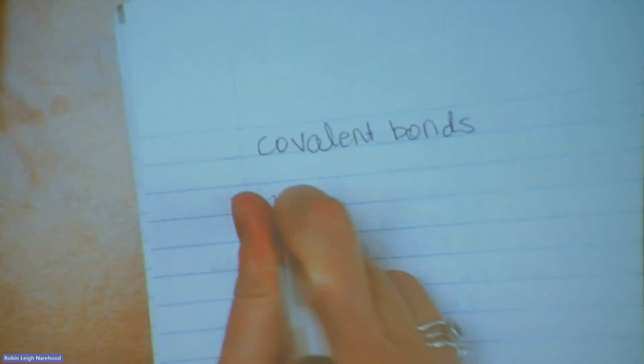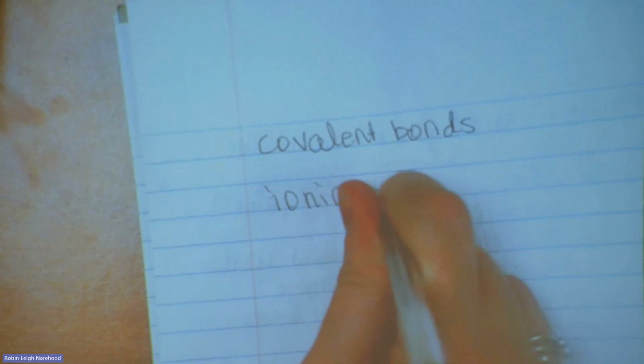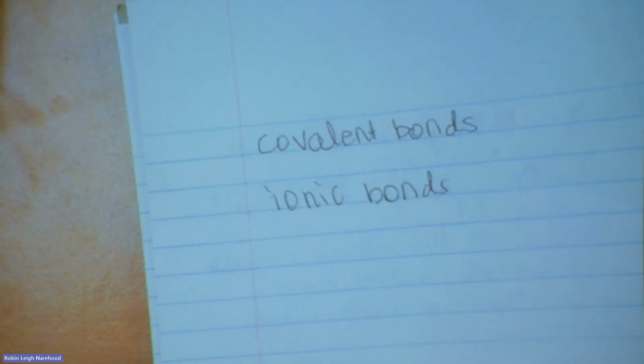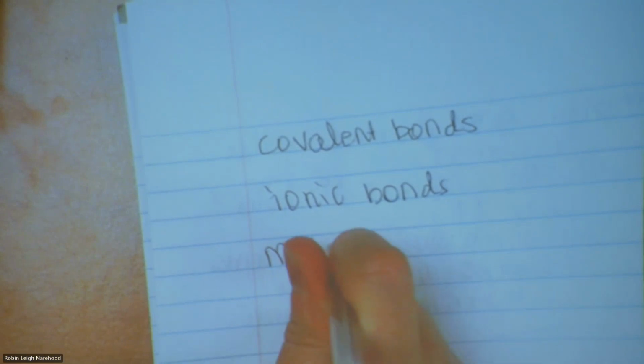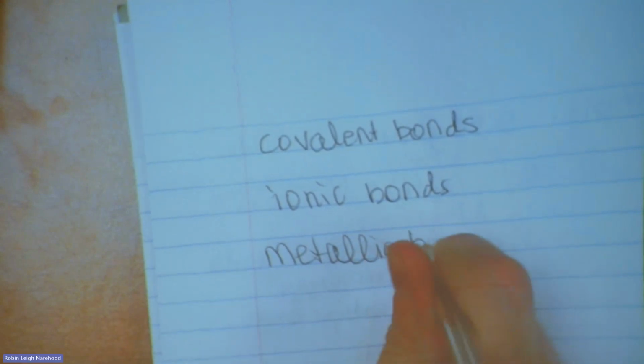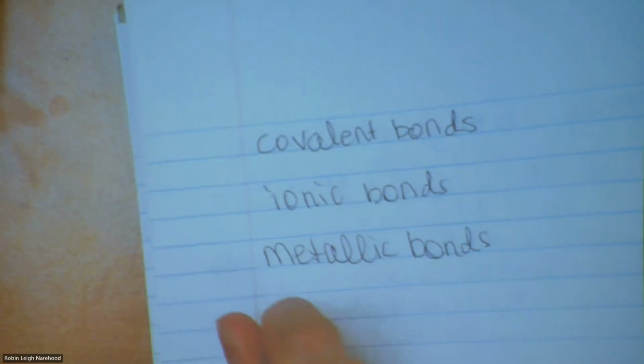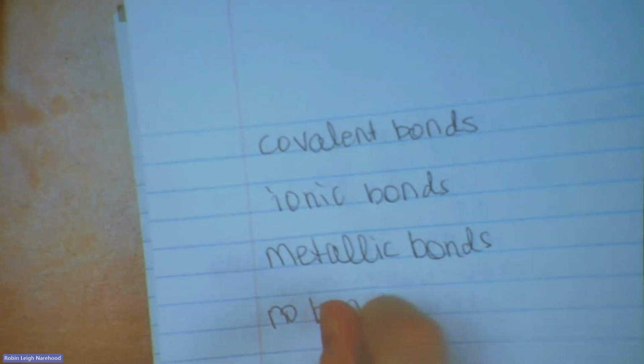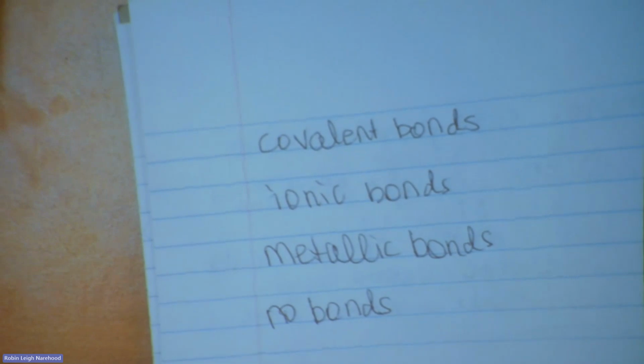Anybody know any other kind of bonds? Ionic. Metallic. And no bonds. A substance, which is you have a formula, you have a name, whatever, can fall into these categories. The atoms can be bonded by covalent bonds. The ions can be bonded by ionic bonds. The metals would be bonded by metallic bonds, or there's no bonds at all.